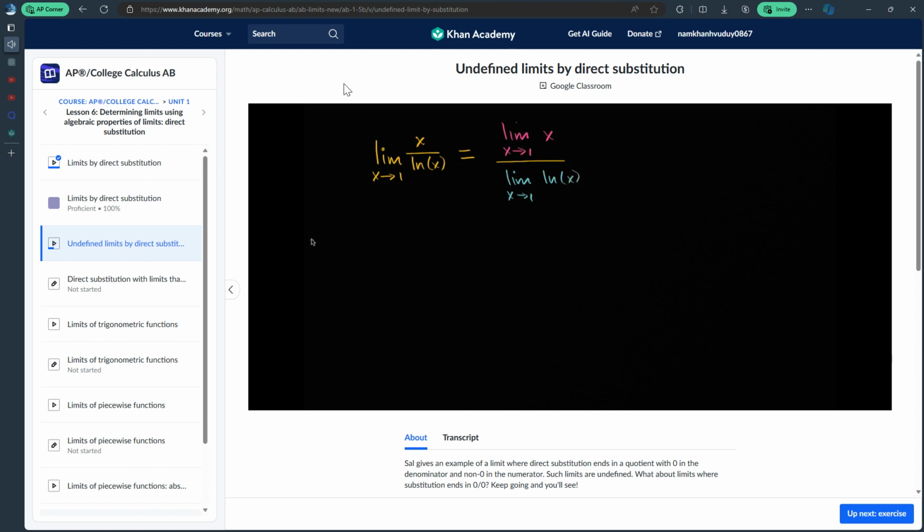Now, this top limit, the one I have in magenta, is pretty straightforward. If we had the graph of y equals x, that would be continuous everywhere. It's defined for all real numbers and continuous at all real numbers. And so if it's continuous, the limit as x approaches 1 of x is just this evaluated at x equals 1. So this is just going to be 1. We just put a 1 in for this x, so the numerator would just evaluate to a 1.